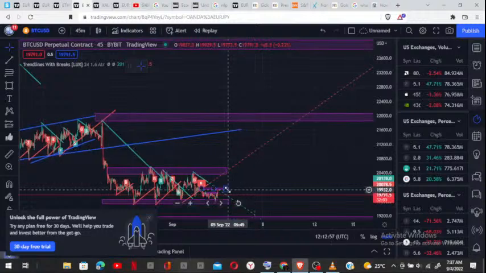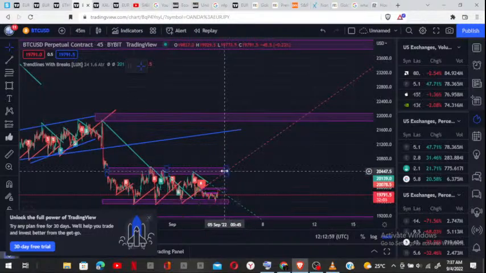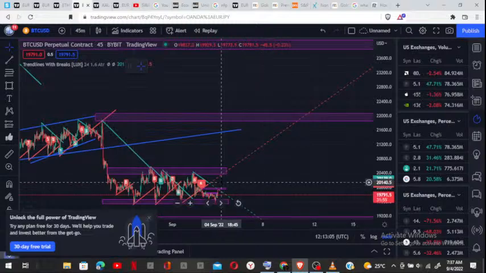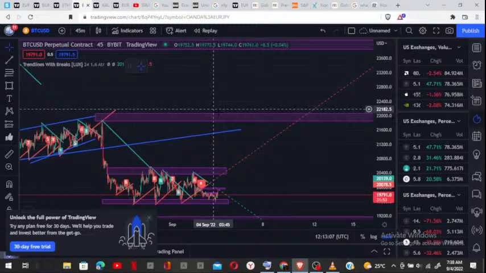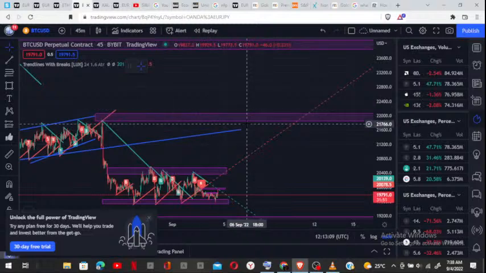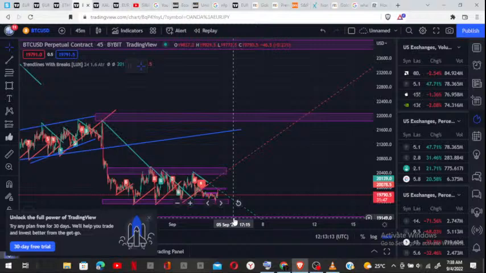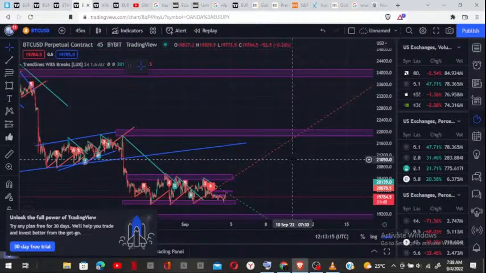So right now most people are waiting for this to come to this level before another major maybe drop coming downwards, or maybe another breakout going upwards. So these are some of the zones. You can see I've marked this level over here and this level below. So we're waiting to see what's going to happen.